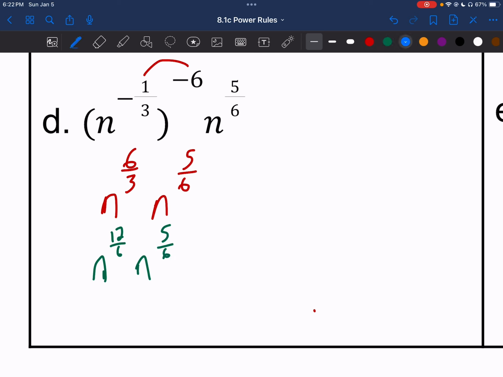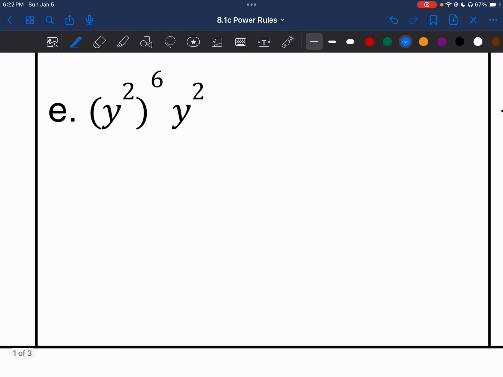And then they have the same base. We add the two exponents together. 12 plus 5 is 17/6. I don't want you writing it as a mixed number. I want you leaving it as the improper fraction on this one.